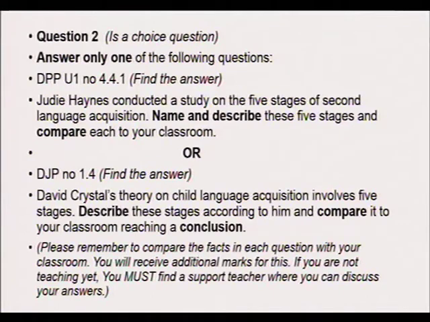Question 2 is a choice question. You answer only one of the following questions. DPP, Unit 1, number 4.4.1. This is where you can find the answer. The question is, Judy Haynes conducted a study on the 5 stages of second language acquisition. Name and describe. You see in bold, name and describe, these 5 stages.